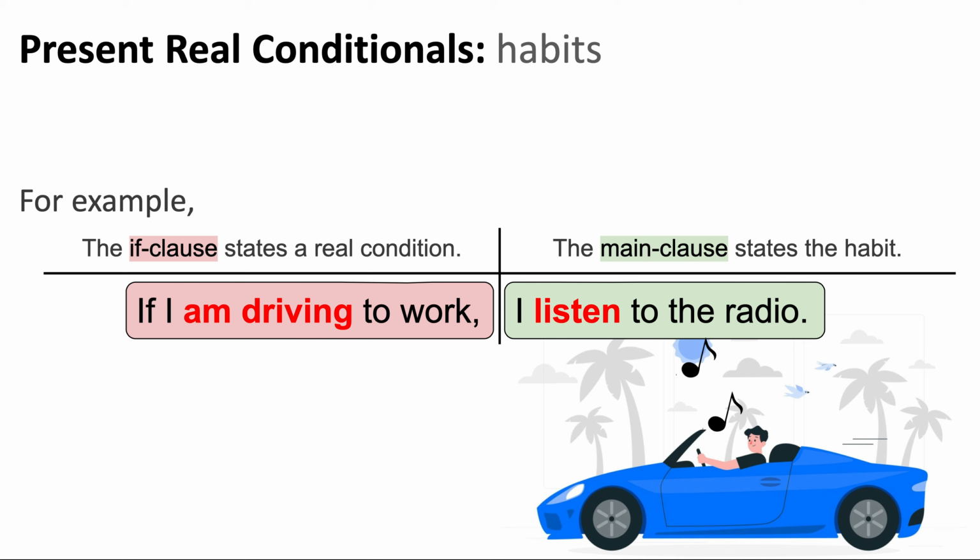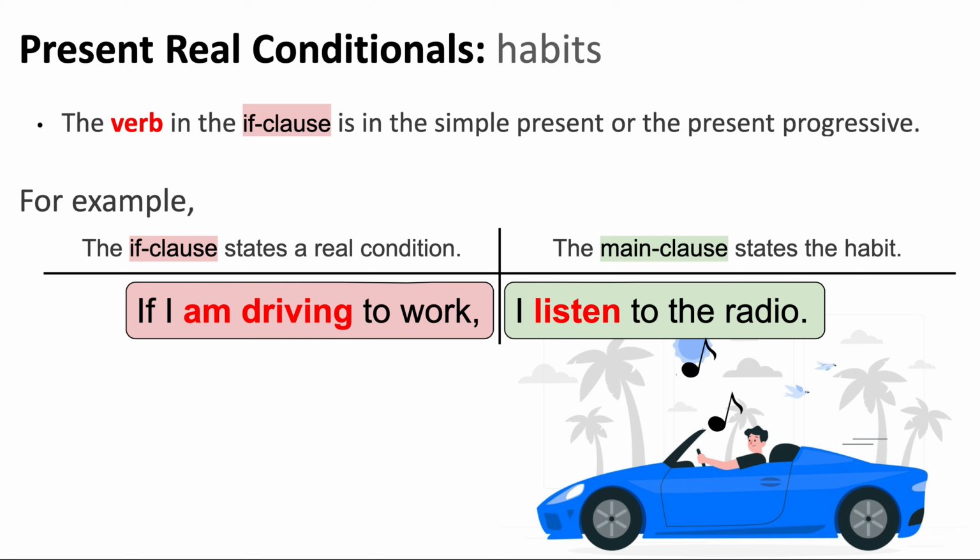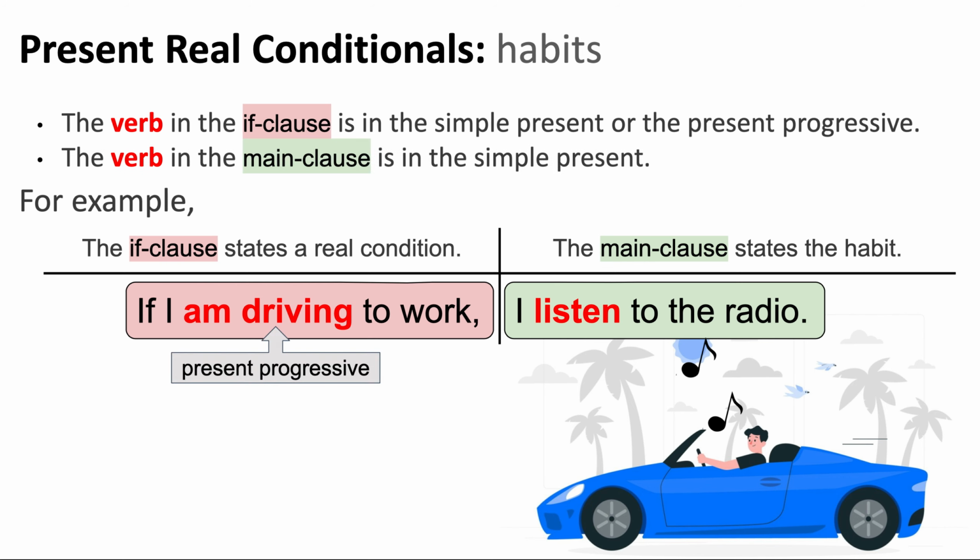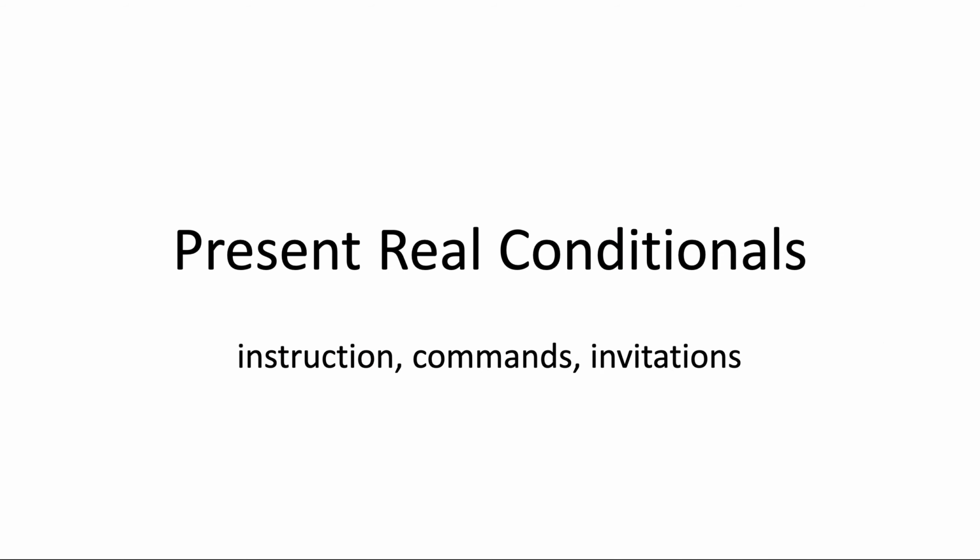Now let's look at the form. The verb in the if clause can be in the simple present or the present progressive. Here, I am driving to work is using the present progressive. The main clause verb has to be in the simple present. That is, listen.